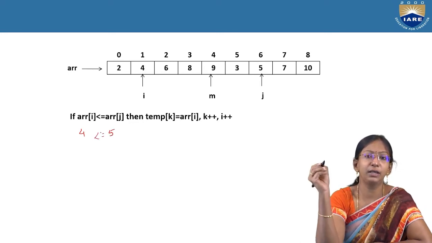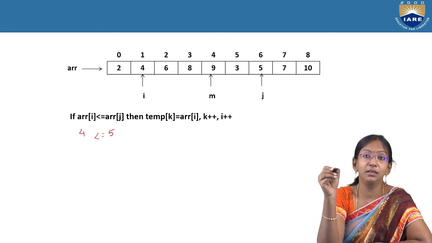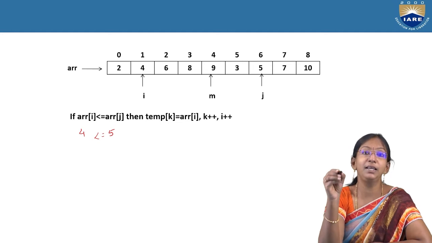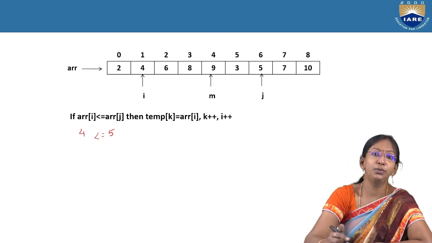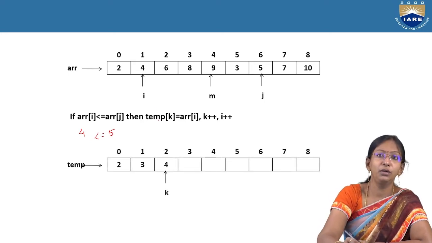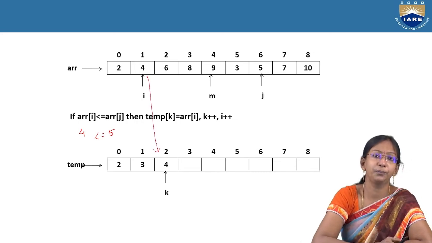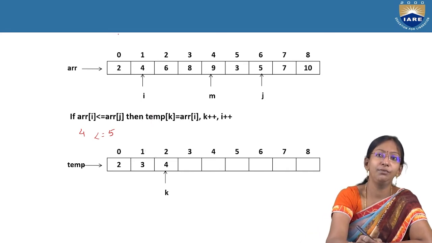Less than or equal to condition satisfies, right? So which element is lesser? The element pointed by i is lesser, right? So bring that element into my temporary list. So I brought 4 directly to my temporary. I have copied it. Once I have copied it, I have used it in sorting. So I'm going to increment the value of i.